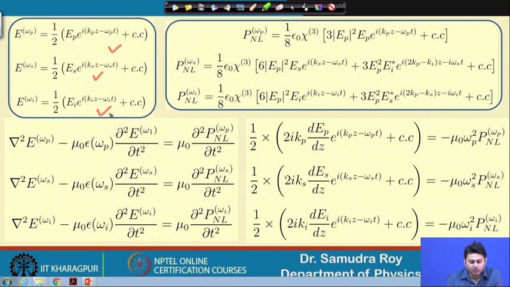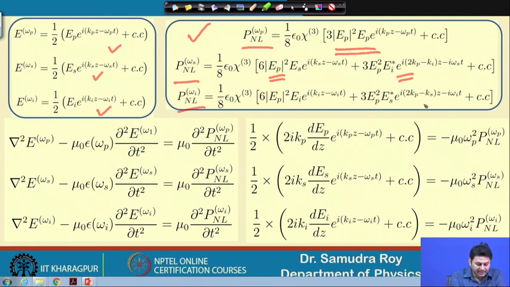The next thing one should know in order to use Maxwell's equations is the corresponding source term. I calculated the source terms in the last slide, and these are for P NL omega s, P NL omega p and P NL omega i. In the first case, for the pump, we have only the self-phase modulation term. In the next case we have a cross-phase modulation term with E p and the four-wave mixing term, and for the idler we have the same thing. So now I have the electric fields and the corresponding source terms.